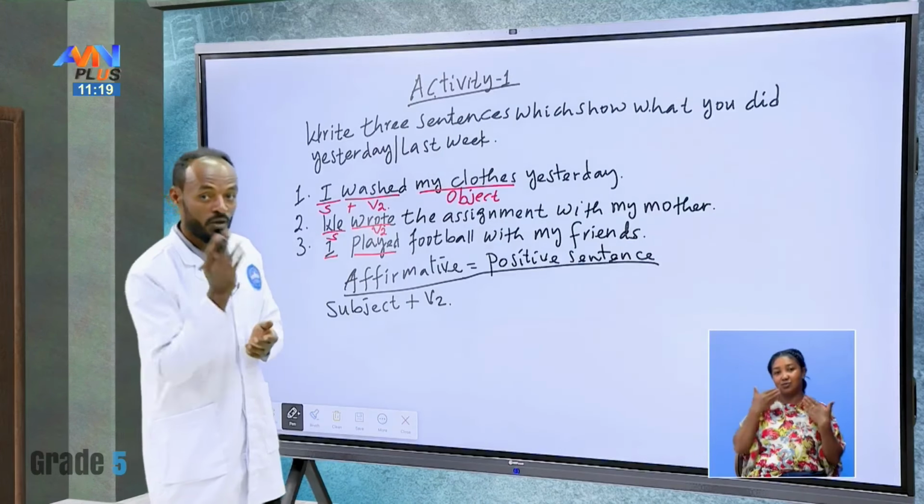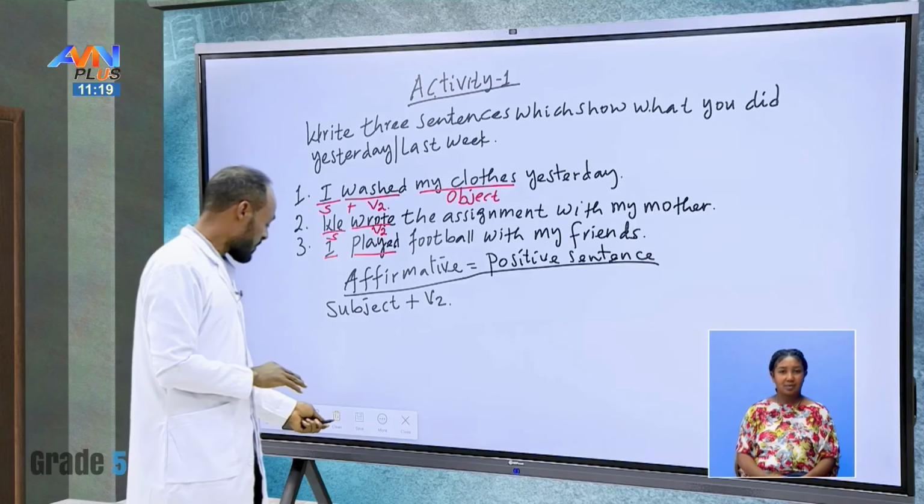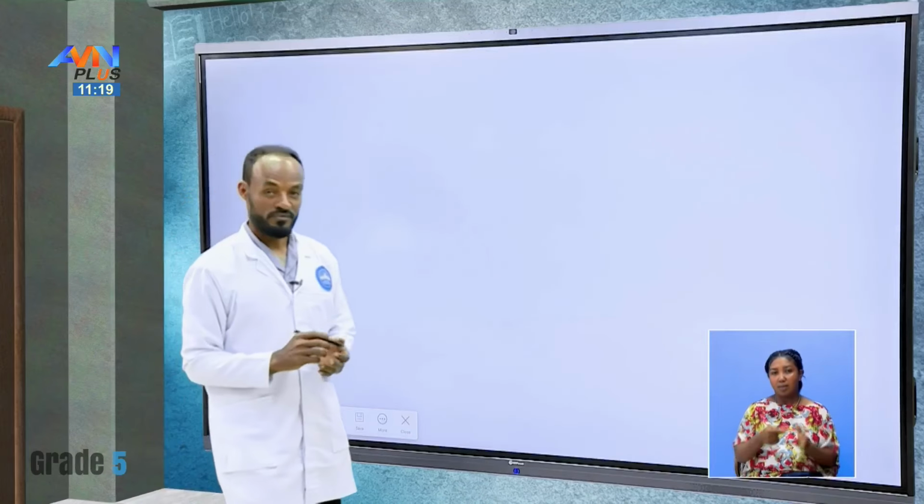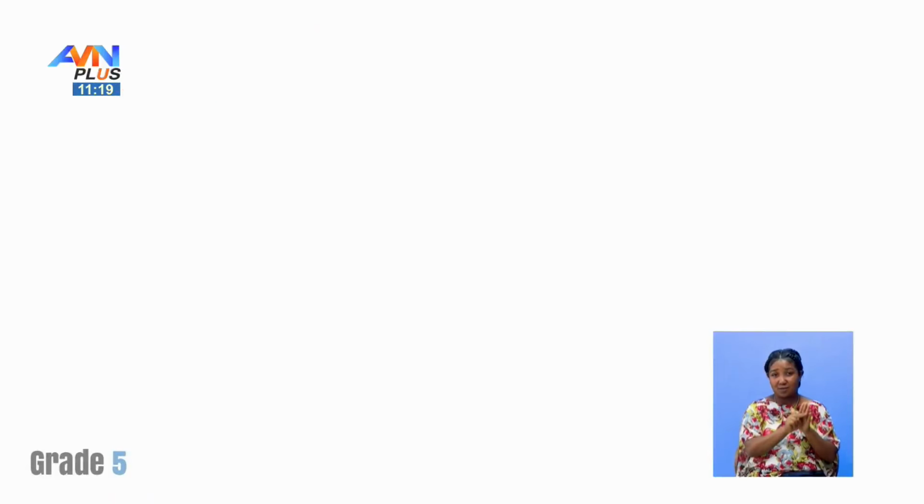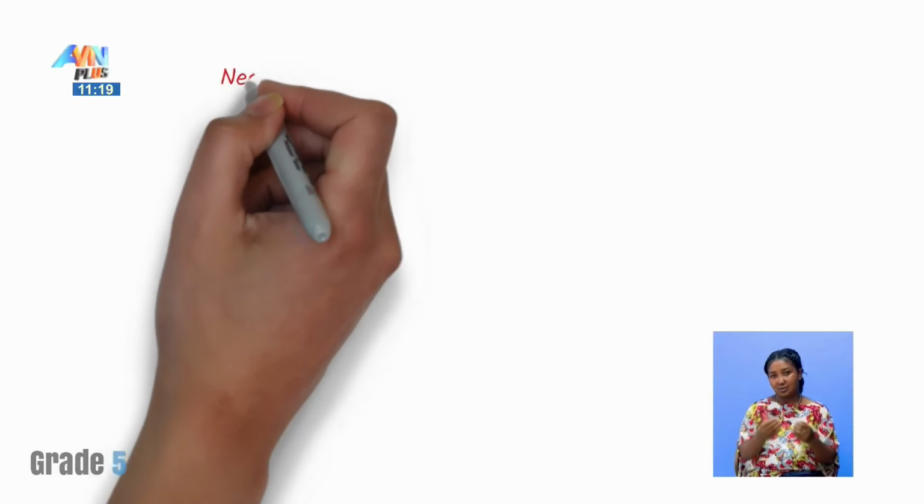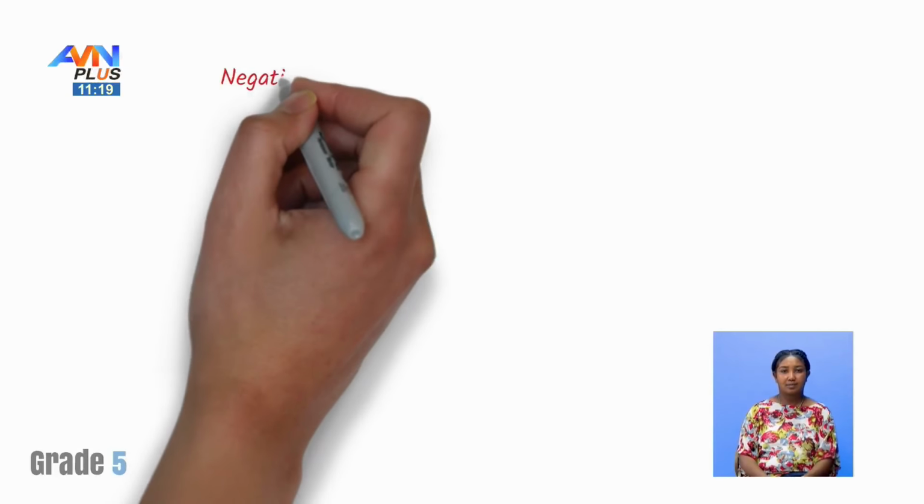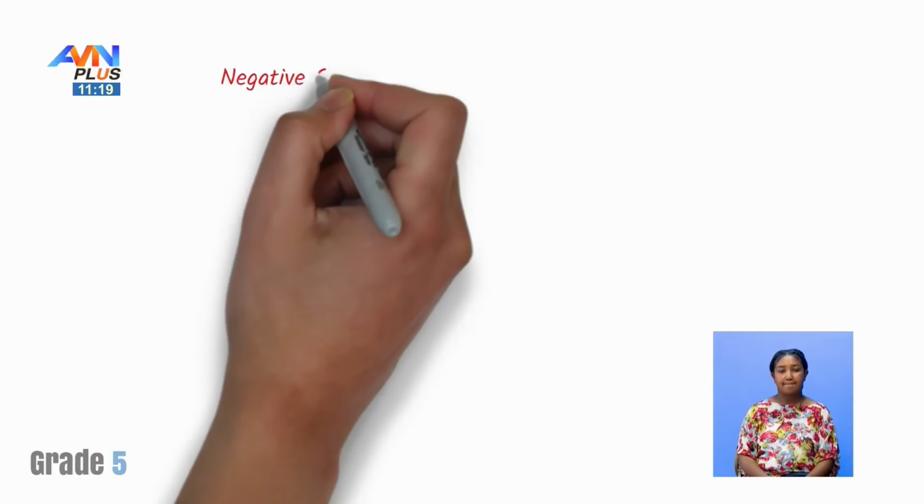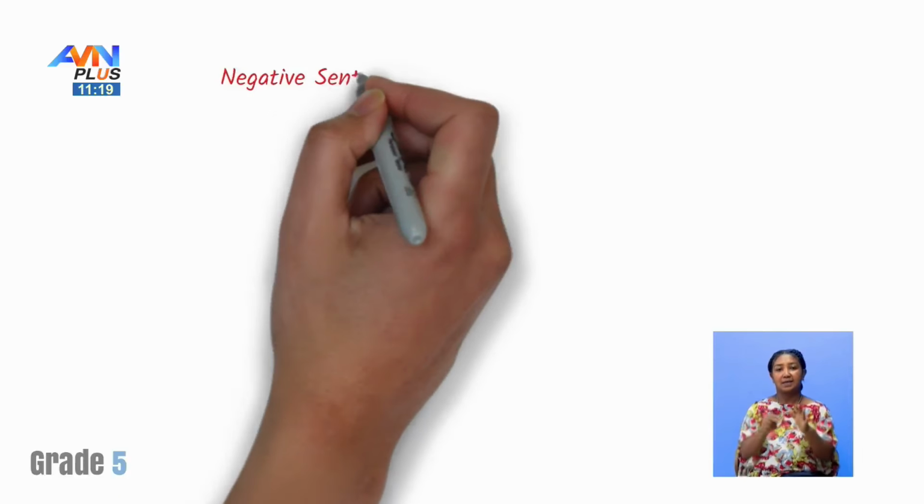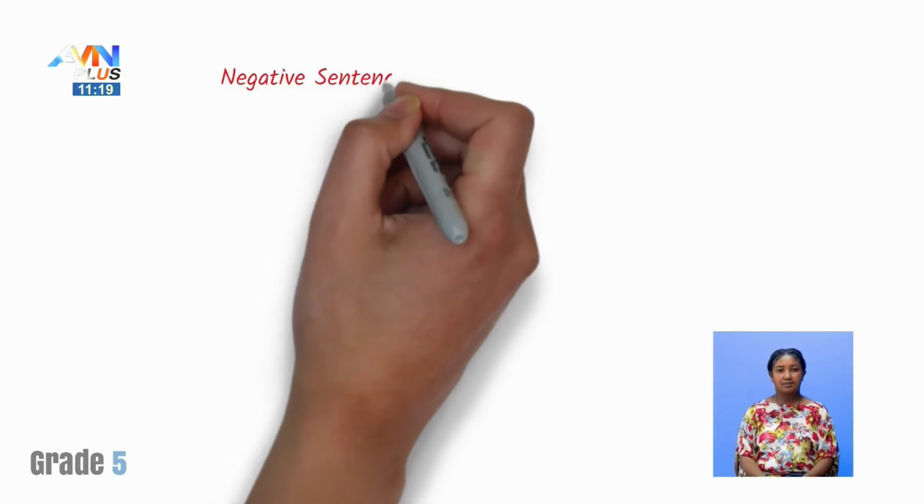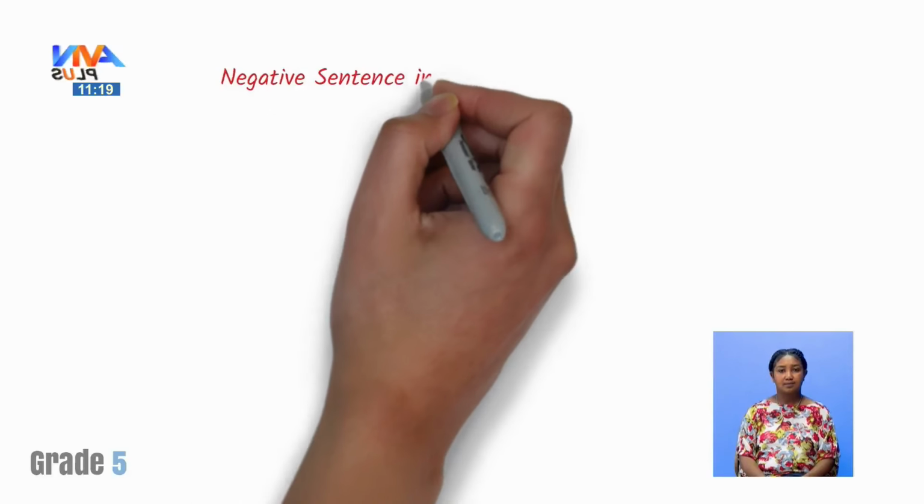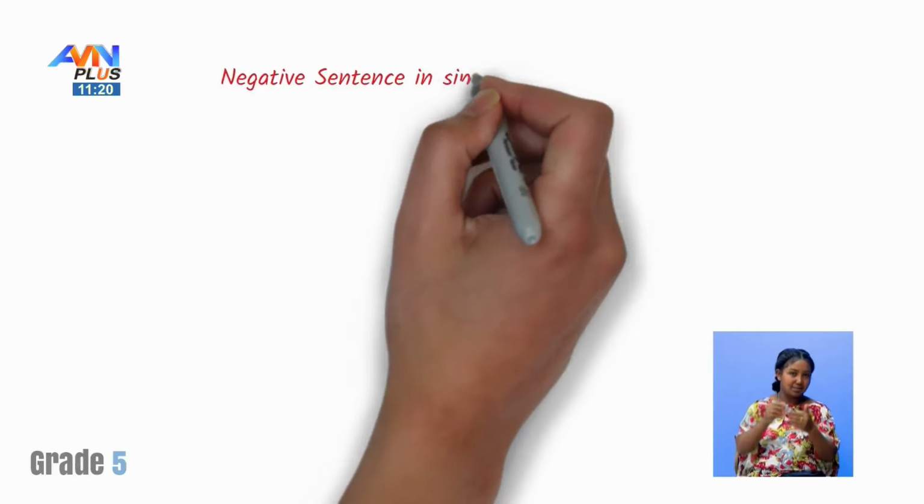Good. Come on. Now let's say something about the negative. The negative form of the negative sentence in past, in simple past.